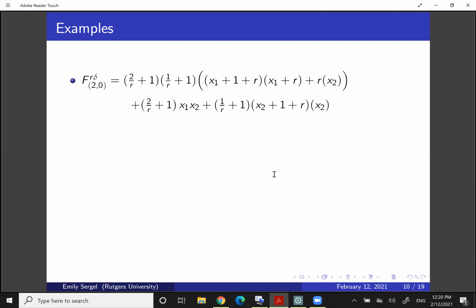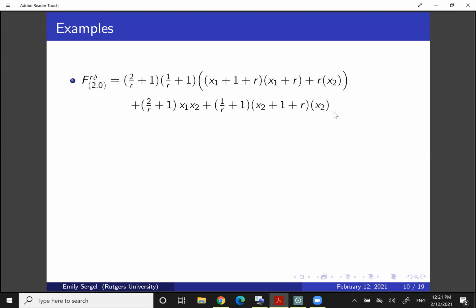So just for some examples here, if I give you the non-symmetric interpolation polynomial indexed by 2, 0, it looks like this. And you might notice some similarity with the symmetric guy. So this big chunk here in large parentheses, we had that exact expression occurring before, but with a different coefficient. The same thing down here. We had an x1, x2 times something, and we had an x2 plus 1 plus r times an x2. None of this is an accident. This is going to come up in our refinement.